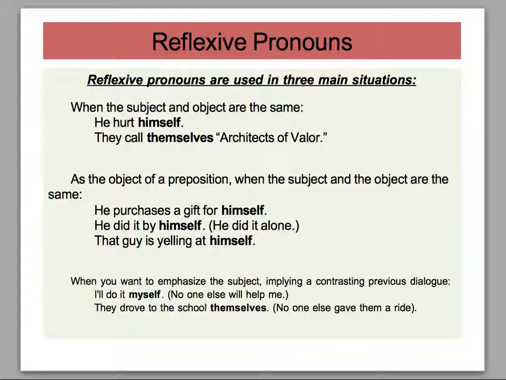So these three main situations are the places where reflexive pronouns occur, or where they're used. Okay, so that last one, I know it might be a little bit confusing, but again, the more you practice, the more self-evident it'll become. But yeah, those are reflexive pronouns.